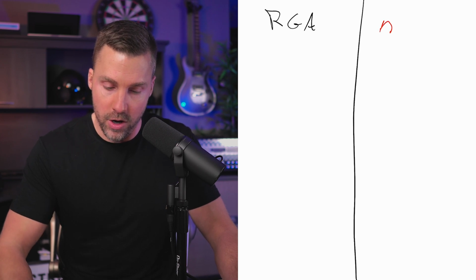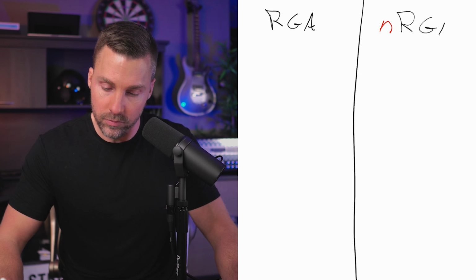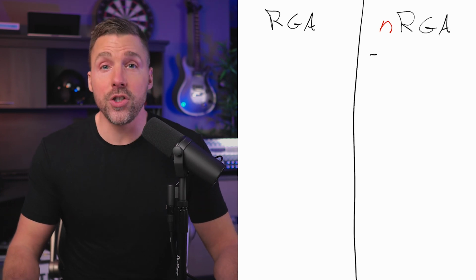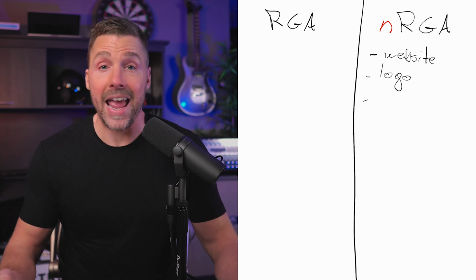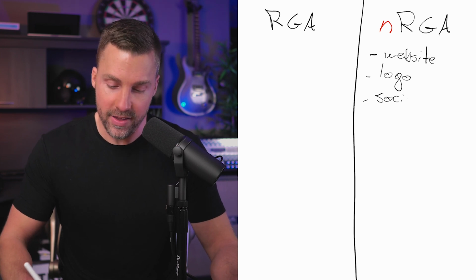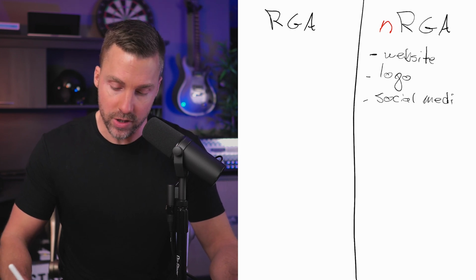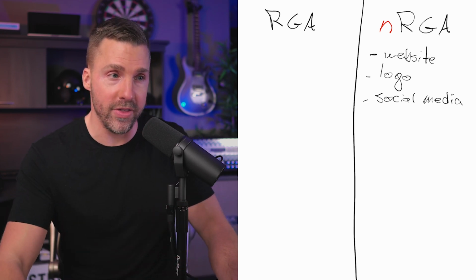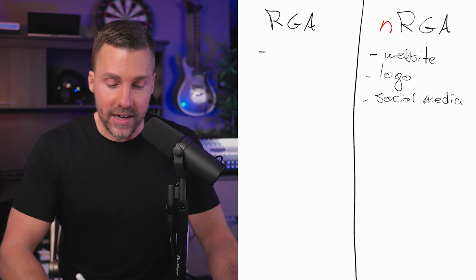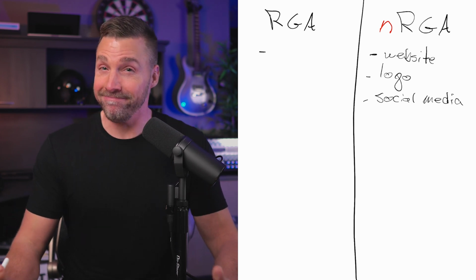So we've got two columns, essentially. We have RGAs and we have non-RGAs. Non-RGAs. These are things like updating your website, working on your logo, basically anything to do at all with social media that doesn't involve having conversations and actually booking appointments and going on and doing the important things. Revenue generating activities, there's usually only two.